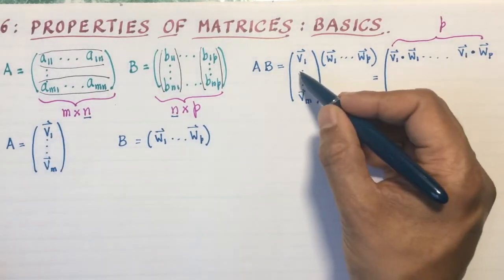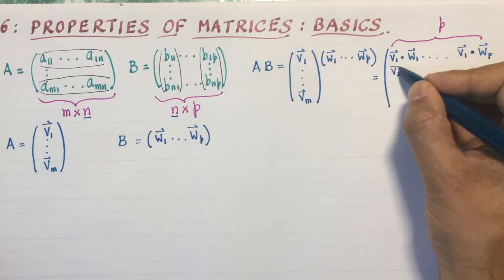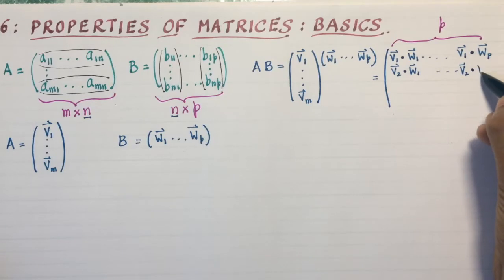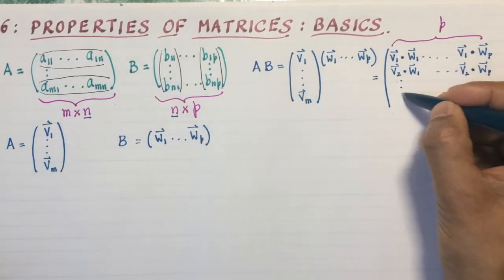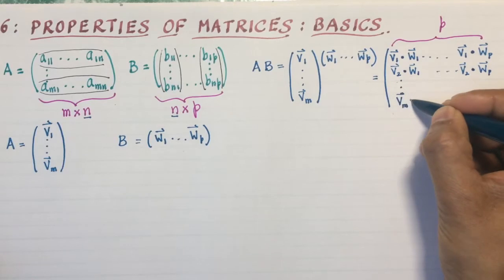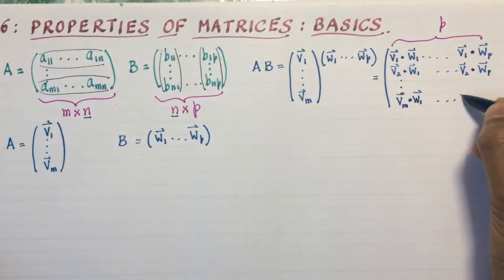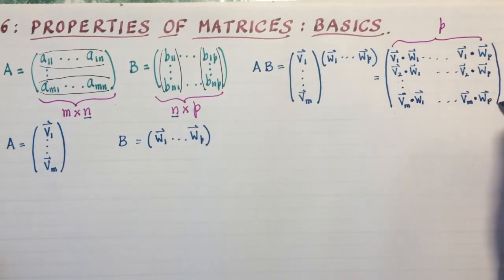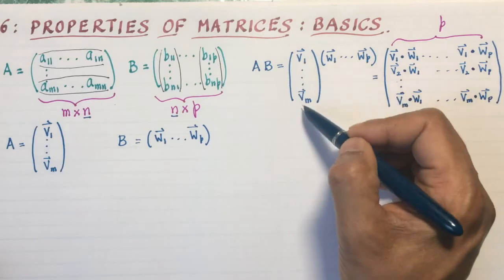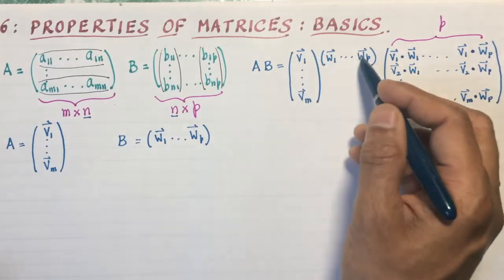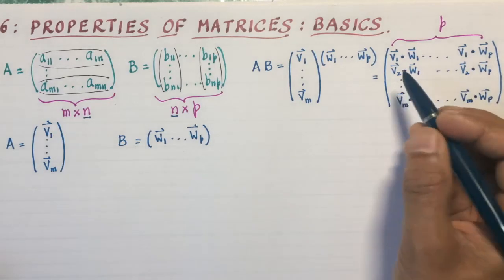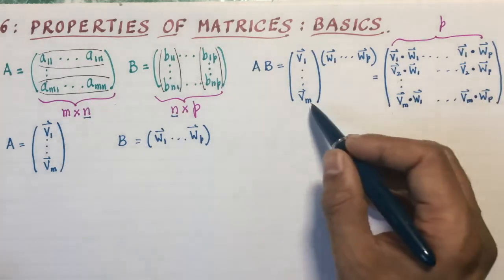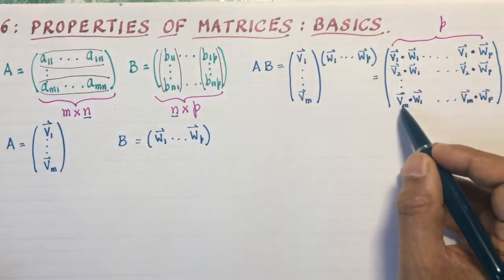Now I play the same game with V2. So I'll write one more row. V2 dot W1 all the way up to V2 dot Wp. And then the last row, Vm dot W1, up to Vm dot Wp. So each vector is dotted with every other vector. So every single vector sees every other vector in this dot product. V1 sees all of the W's in the first row, V2 sees all of the W's in the second row, and Vm sees all of these vectors in the last row.